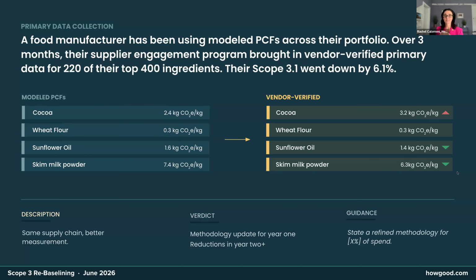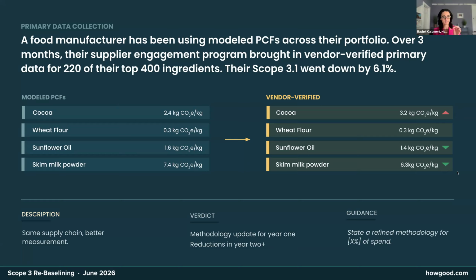Cocoa went up, sunflower oil came down, skim milk powder came down, wheat flour didn't move. Same supply chain, same farmers, same factories, same volumes. But the picture sharpened in both directions, right? We just understand it a little bit better.